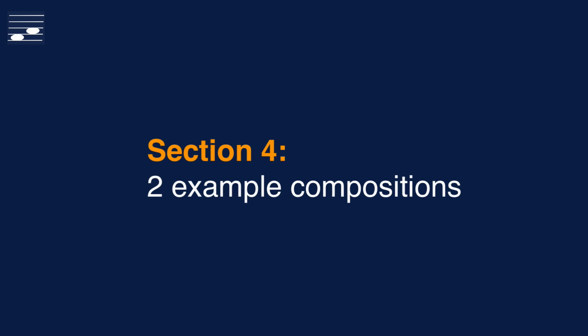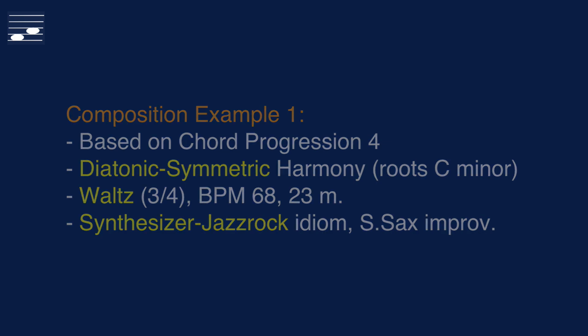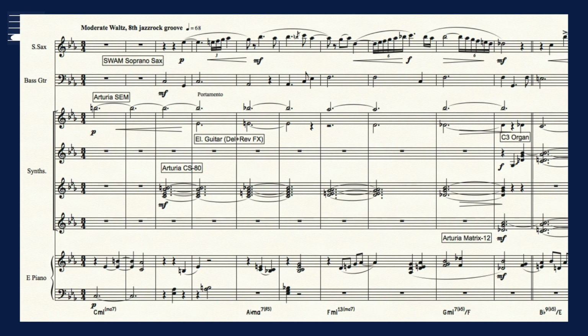The first short composition returns to chord progression 4, the diatonic-symmetric example with roots in C minor. It is a moderate tempo waltz in a synthesizer-jazzrock idiom with a feature for soprano saxophone. Listen to the audio and read along with the annotated condensed score.